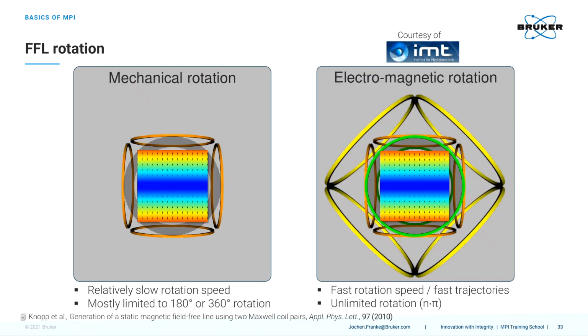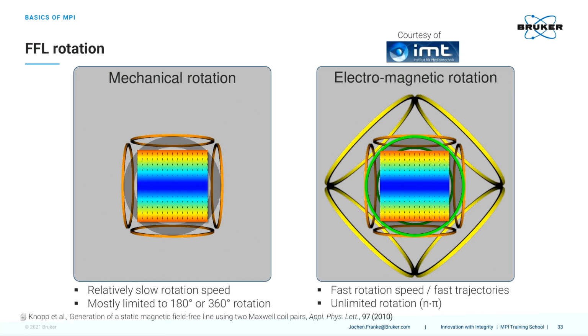Okay. So for the rotation of the field free line, you can have two different approaches. First of all, a mechanical rotation of the full gantry, so really mechanically rotating the full magnet step by step or in a continuous mode around our object. A more elegant way is to use electromagnetic coils, which are in a specific configuration to rotate the line electromagnetically.